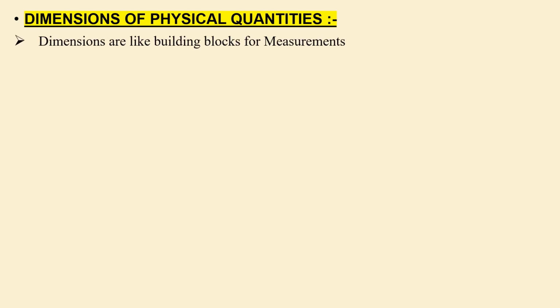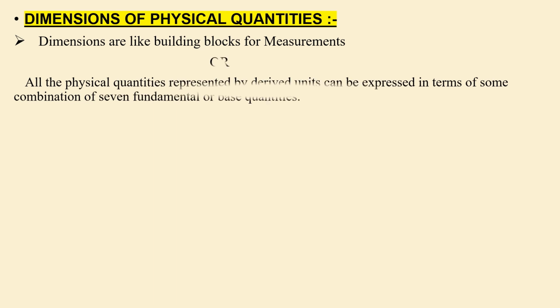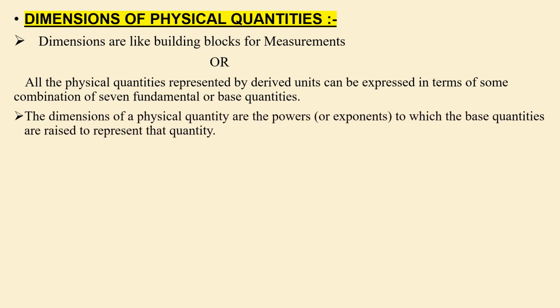Dimensions are like building blocks for measurements. All the physical quantities represented by derived units can be expressed in terms of some combination of 7 fundamental or base quantities. The dimensions of a physical quantity are the powers, or exponents, to which the base quantities are raised to represent that quantity.